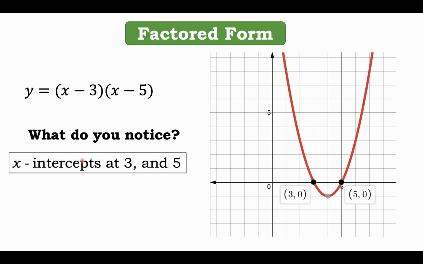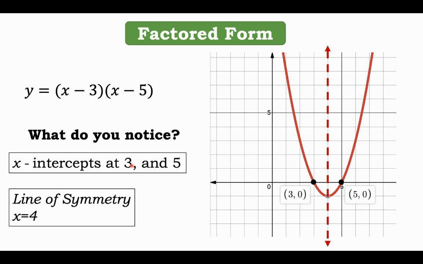So another thing that you might have noticed here is that there's another piece of a parabola that we can see right here, just looking at the x-intercepts. So the x-intercepts are at 3 and 5, and turns out your line of symmetry is right here, right in the middle between these 2 points. So that's one of the properties that we went over in a previous lesson. So line of symmetry you can find from your x-intercepts, all right?